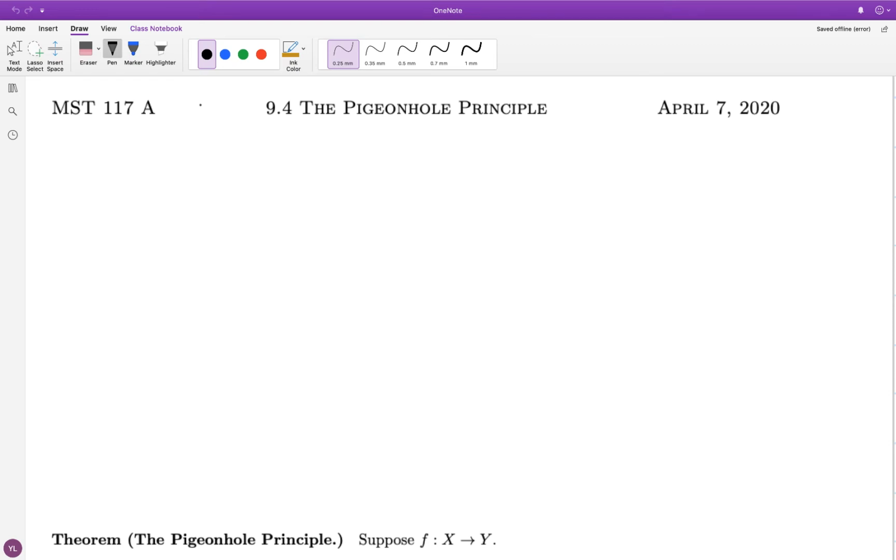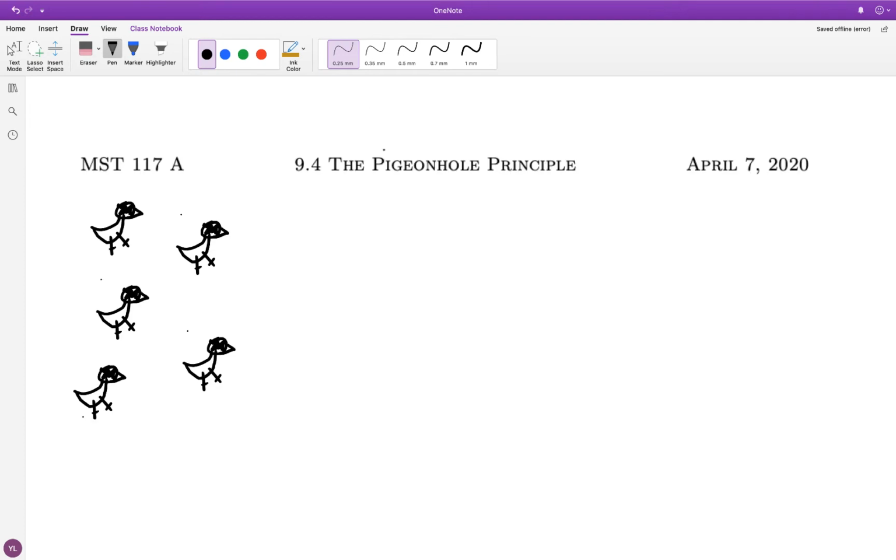Okay, in this section we're going to have a little bit of a biology lesson. We're going to consider the behavior of pigeons. So let's suppose we have a certain number of pigeons. Okay, and the pigeons are trying to make their nests. So they're looking for holes in the side of some sort of structure, a bridge, or maybe some mound of earth or something like that.